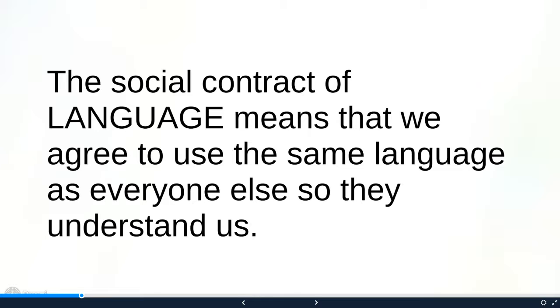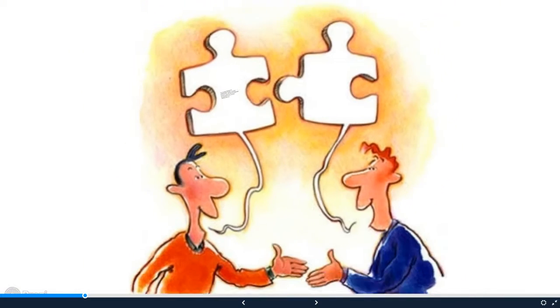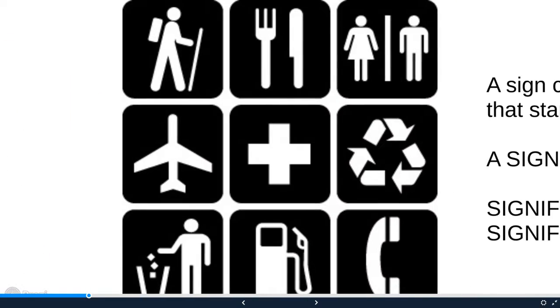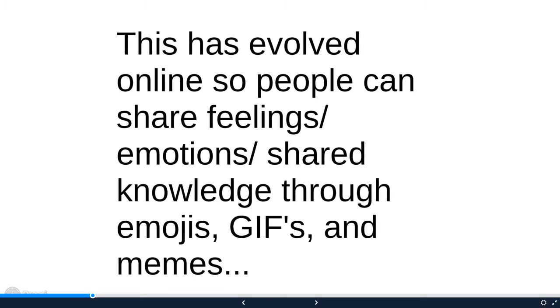It's something that we've agreed to as a culture, much in the same way that any sign system, any collection of signs, any sign that we pick up on in the media, as a culture, we've decided that that sign means that. It has those connotations, those cultural meanings. The social contract of language means that we agree to use the same language as everyone else, so they understand us. Same goes for semiotics and signs. Every day in our life we see these signs that communicate to us.